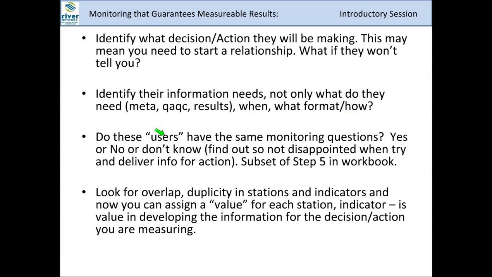Do your users have the same monitoring questions that you have? That might be a difference in why your data is not being used. And you might find they know the answer to that. They don't know, or they won't tell you. But at least you know, if you ask that, where your gap might be. And then you might find this overlap and duplicity in stations.